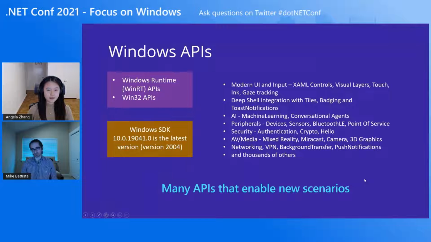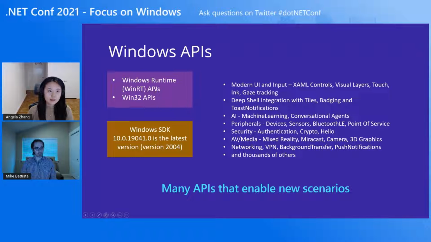So before we get into that, what are some examples of Windows APIs that you might want to call in your .NET apps? There's some on the screen here on the right. You can see that there's modern UI and input, gaze tracking, shell integration, machine learning, and thousands of others. And many APIs are available that enable new interesting scenarios.